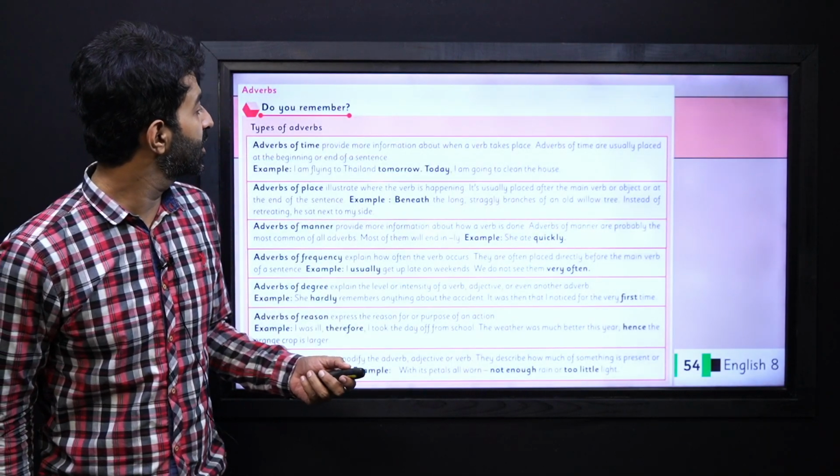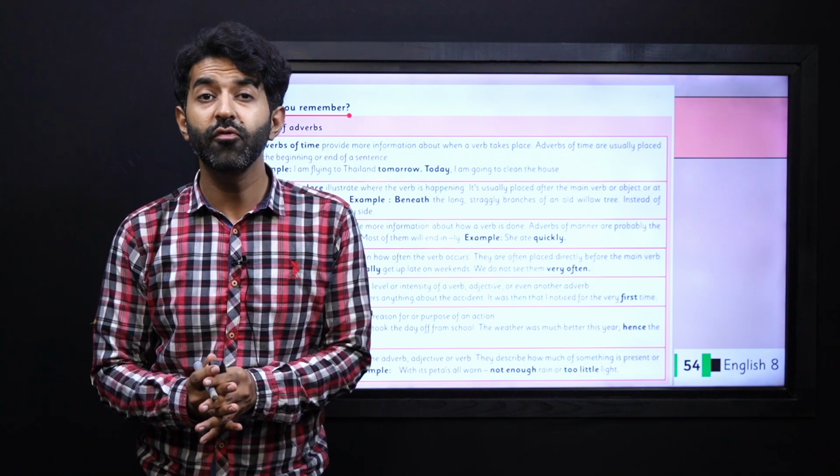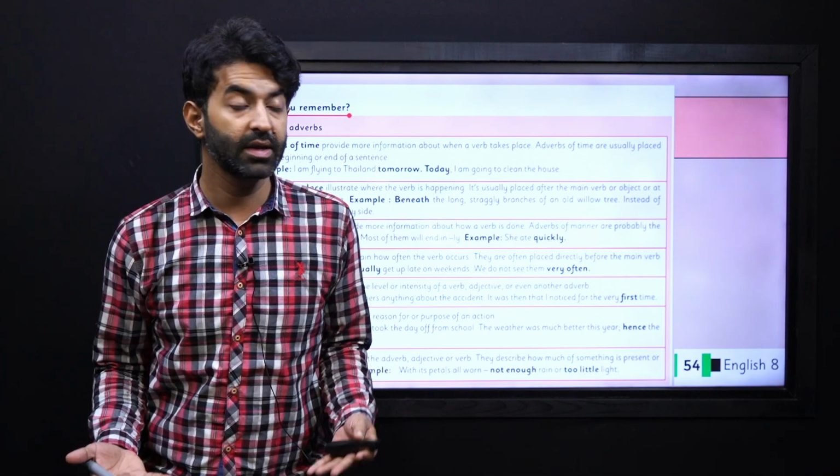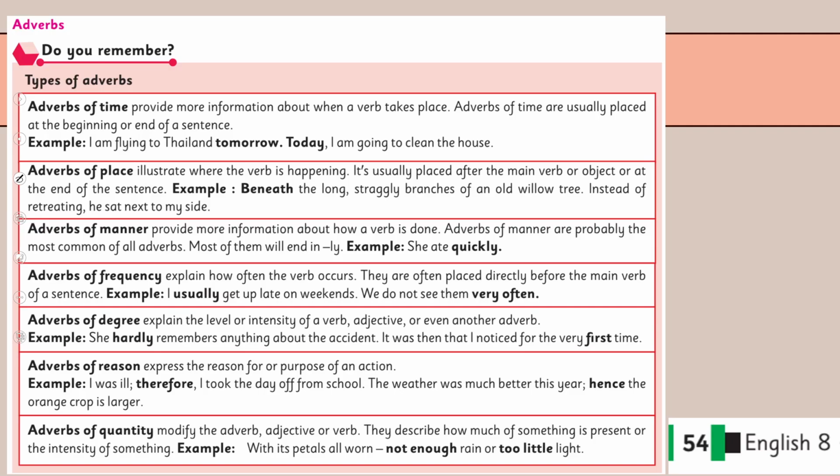Now, if you move on to the next one, we will talk about the different types of adverbs that we have. Let's see how many we have over here. First, we have adverb of time. It tells us the time. It can be tomorrow, today, afternoon, etc. In adverbs of place, these adverbs tell us the place. Now, beneath the long straggly branches. Where are the straggly branches? Beneath tells us the space, position and the place.